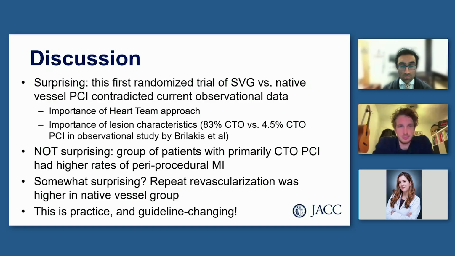The data that informed the guidelines are based on a meta-analysis of 40,000 patients, 22 studies, and importantly, one of those studies was run by Mas Berlakis, who's probably one of, if not the foremost CTO operator in the United States, and it showed that native vessel PCI won out, and this study contradicts that.